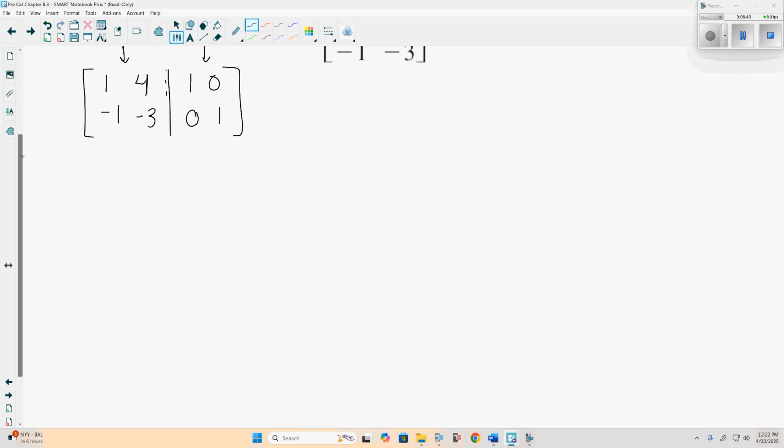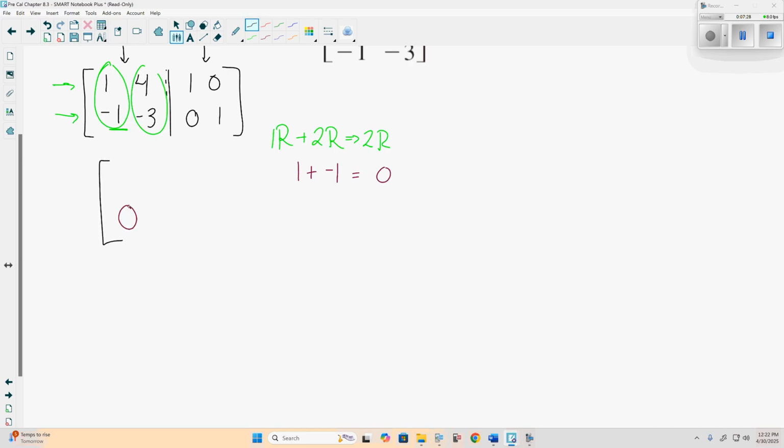There are different ways we can do this. The first number I'm going to try to get is I want to get this negative 1 to be 0. To do that, I'm going to take my first row, add it to row 2, and put it in place of row 2. With row 1, we add our corresponding numbers together. So in the first column, we have 1 plus negative 1, and 1 plus negative 1 is 0.